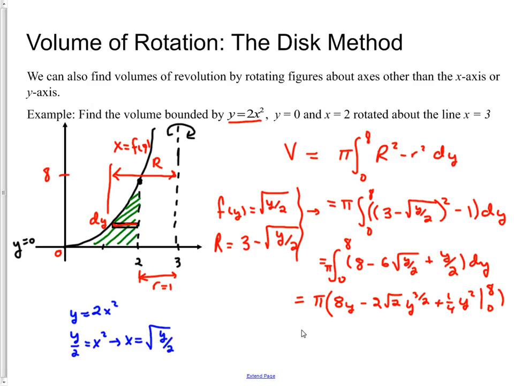I'm going to get something that looks a little bit like this. It's going to be pi times 8 times 8, that's 64, minus, if I take 8 to the 3 halves times 2 root 2, well, interestingly, that gives me 64, plus 16, 1/4 of 8 squared, all minus 0, and of course, that's going to be 16 pi as the volume of the figure that I get by rotating this region about the line x equals 3.